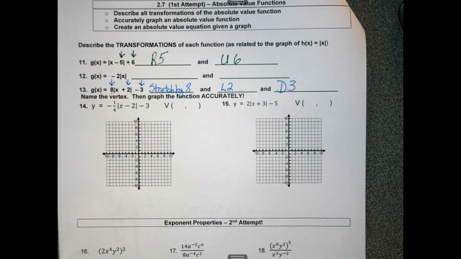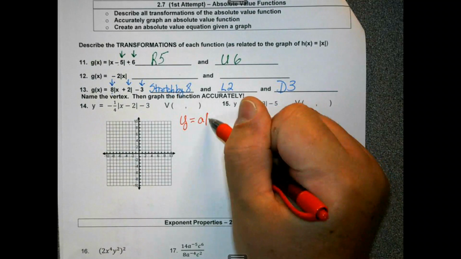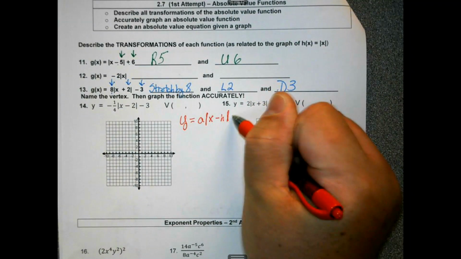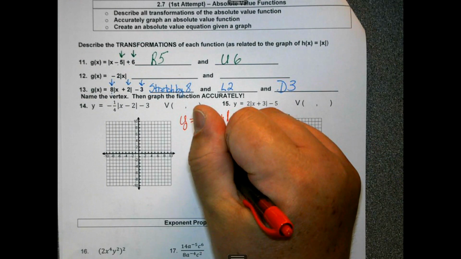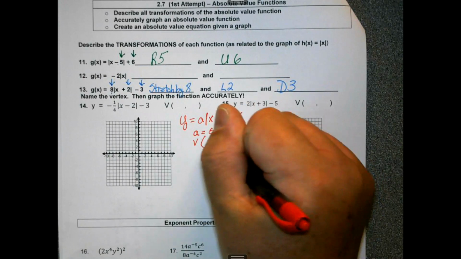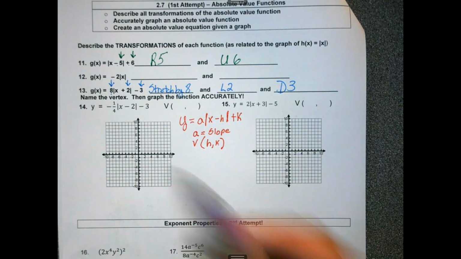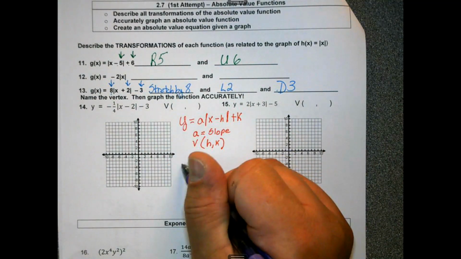Okay, 14. Now you know how to do it either way. You know how to do it with the calculator, and you know how to do it by vertex form that we learned yesterday. Okay, I think it's easier to use the vertex form. Remember, y equals a times the absolute value of x minus h plus k, where a is the slope, and my vertex is h, k. So all I need to do here is find my vertex and slope.